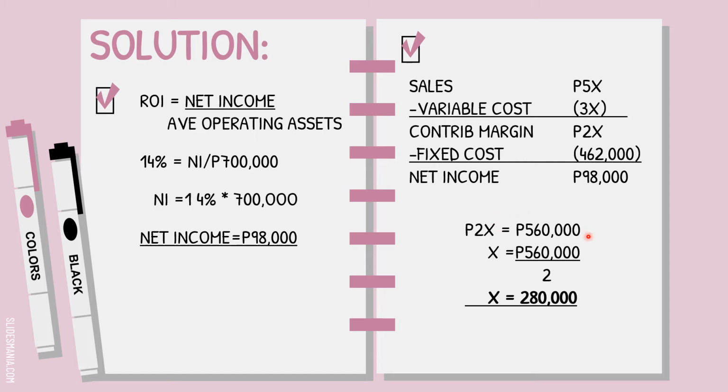This 560,000 is our total contribution margin. And we divide the total contribution margin by the contribution margin per unit of 2 pesos. We have the number of bowls that need to be sold by the bowl company to get an ROI of 14%, which is 280,000 bowls.